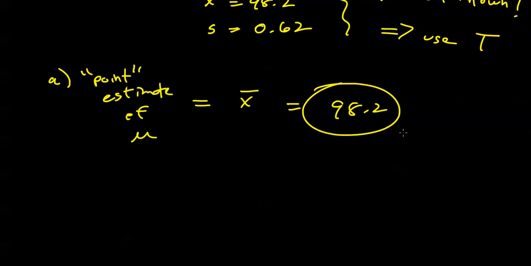Again, a better way is to create a confidence interval estimate for mu, and that's what we're going to talk about in part B. Using the sample statistics, construct a 99% confidence interval estimate of the mean body temperature of all healthy humans. Alright, so they want a 99% confidence interval.